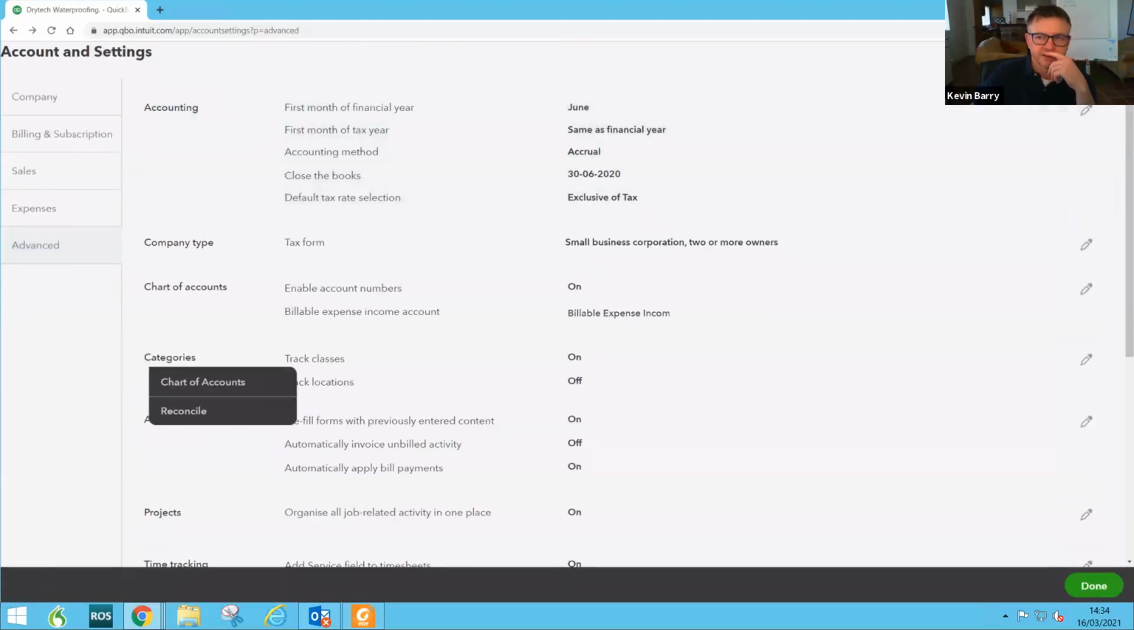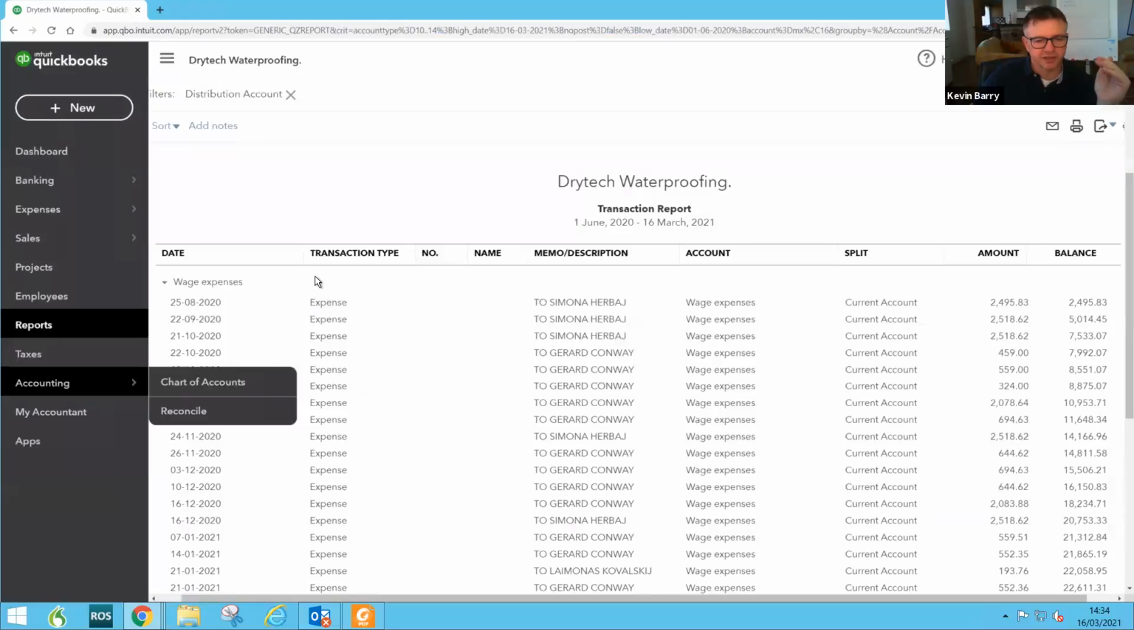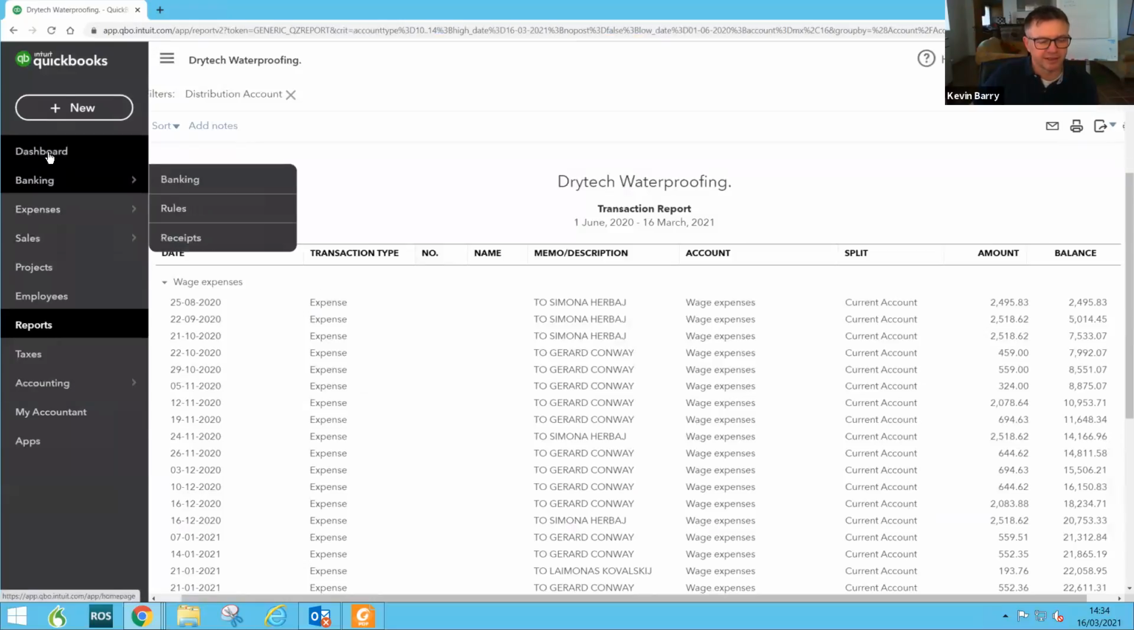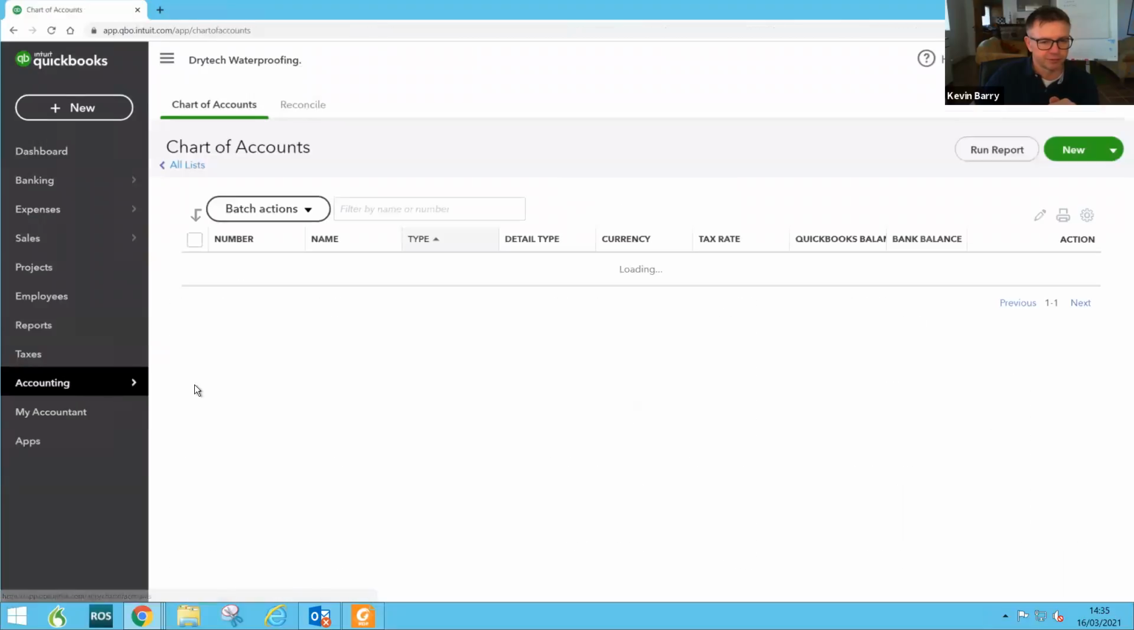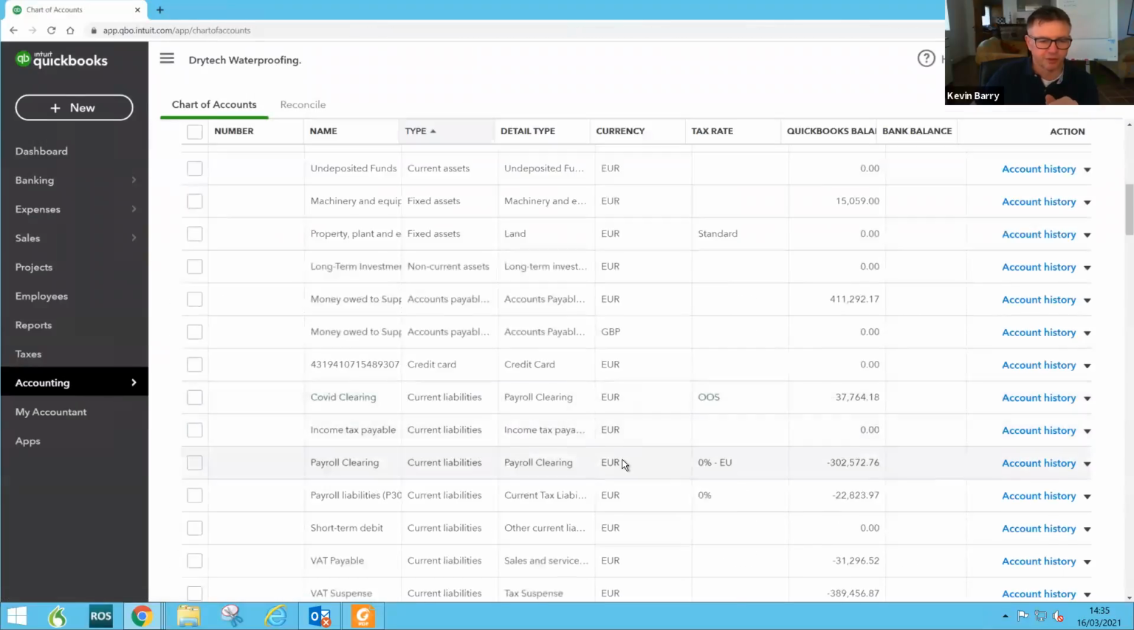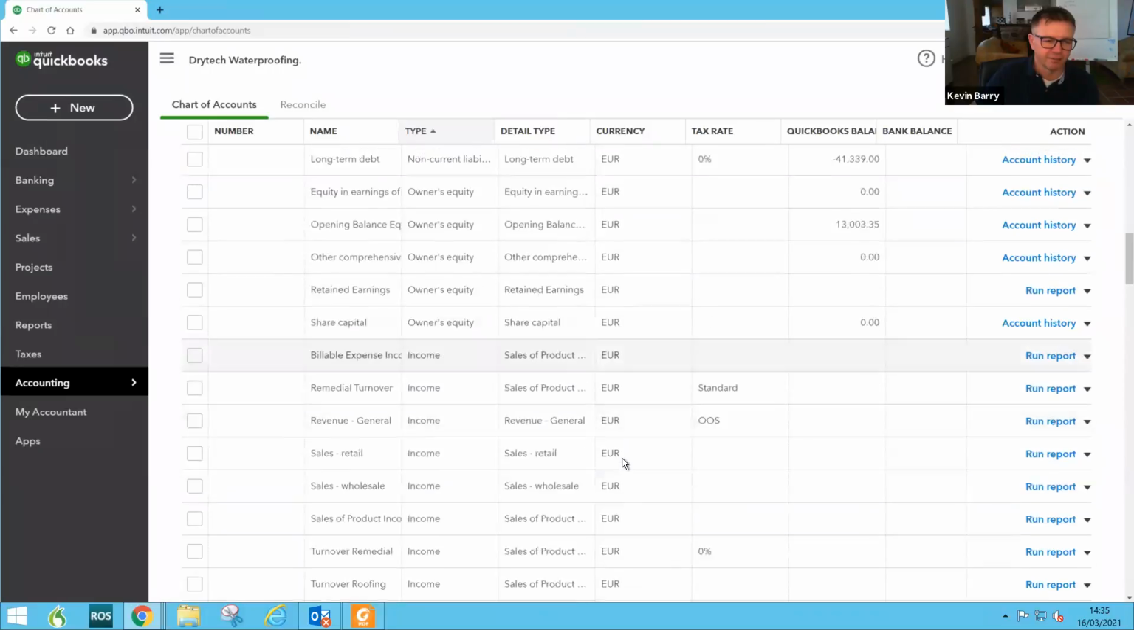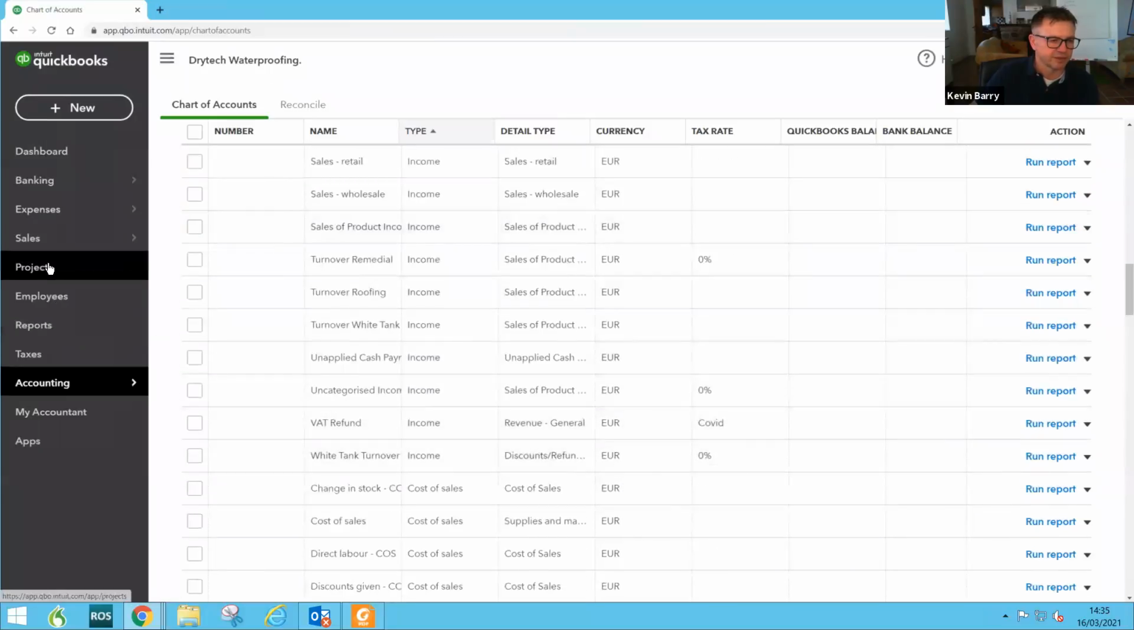I'll just have a look at the VAT. Certainly your chart of accounts, the information is in there. It just needs to be put in the right place. It's not put in where it should be. Just seeing how far back this goes.